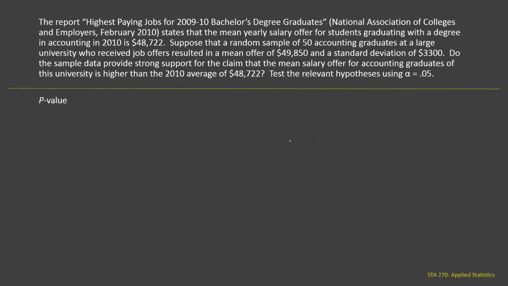Now let's go ahead and calculate the associated p-value with that test statistic. So first of all, let's just recall that we assumed the null hypothesis that mu was equal to $48,722. And then we want to know, is there enough evidence for the alternative? And that was that the mean salary offer for students at this university was actually larger than, let's say, the national average.